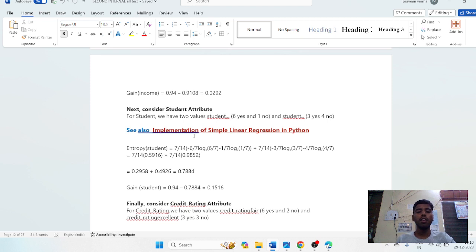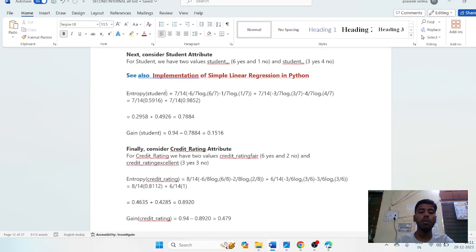Next one, the third attribute we use is the student attribute. For student, we have two values: student yes and student no. So 6 yes and 1 no, 3 yes and 4 no. Now, the entropy of student, using the formula, we calculated as 0.1516.